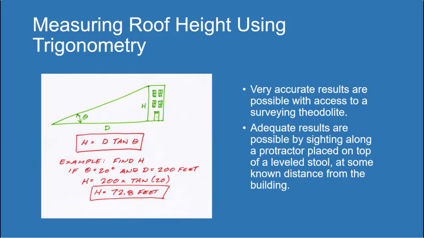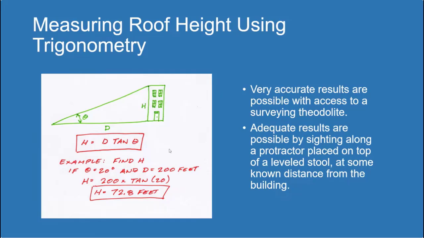Now, if you happen to be a surveyor, or you know somebody who is a surveyor and they have a surveying theodolite, you can get very accurate results by shooting lines to the top of the building and taking a reference angle to the ground. But for our purposes in the hobby, adequate results are possible by sighting along a protractor placed on top of a leveled stool at some known distance from the building.